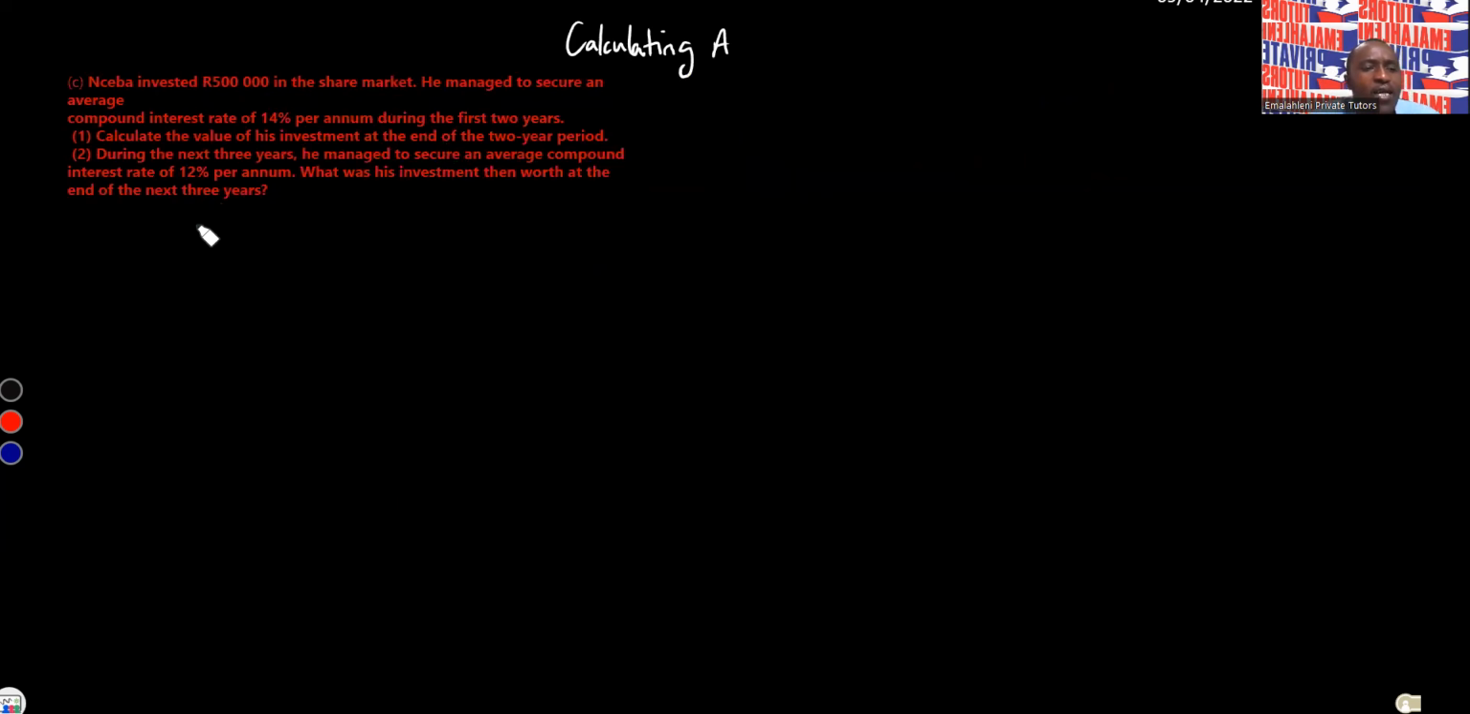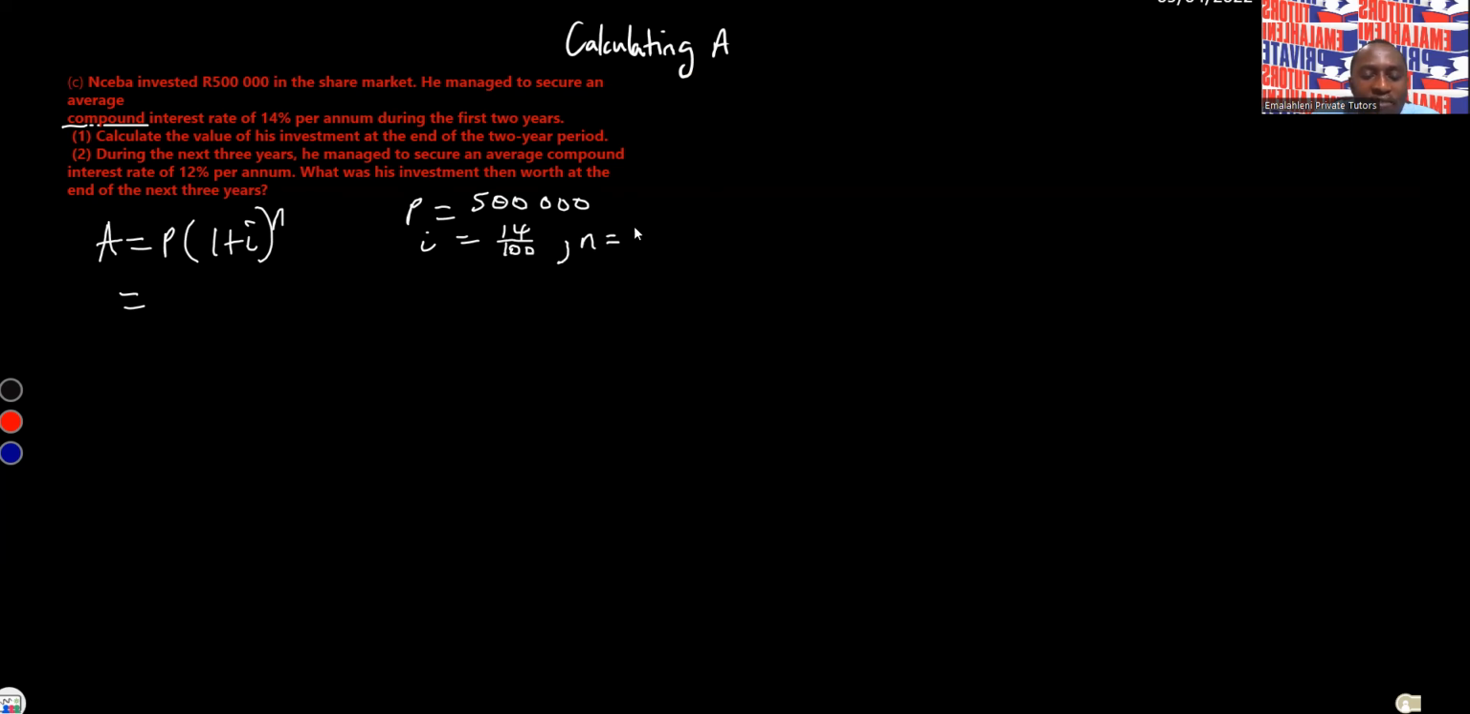In this case, Trevor invested 500,000 in the share market. He managed to secure an average compound interest of 14% per annum during the first 2 years. Calculate the value of this investment at the end of the 2 years. So here we are told that it's compound interest, so A equals P(1 plus i) to the power of n. What is our P? Our P is 500,000. Then our i is 14 over 100, and our n for the first one is 2.